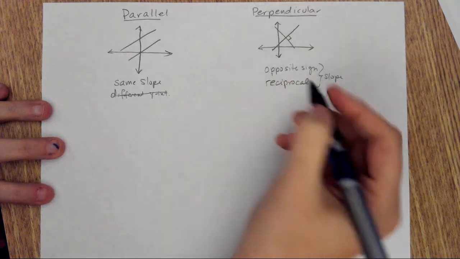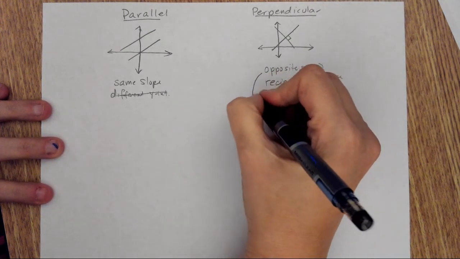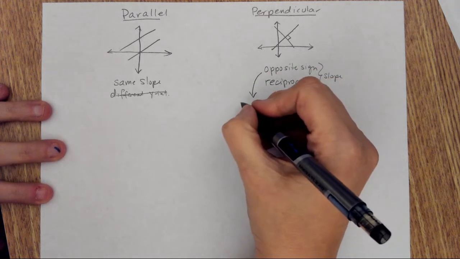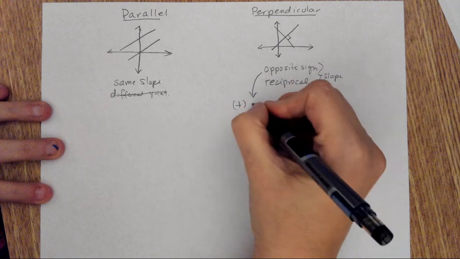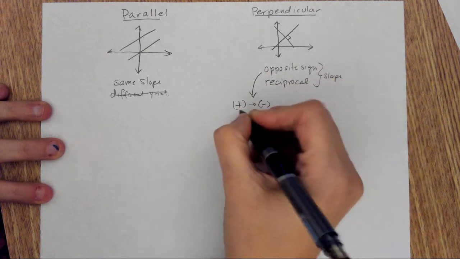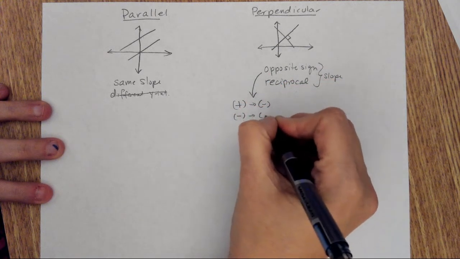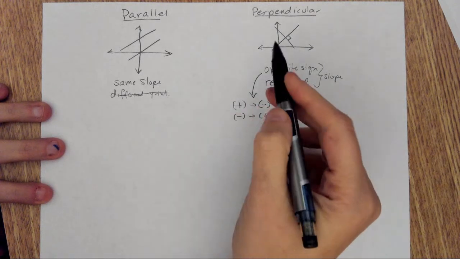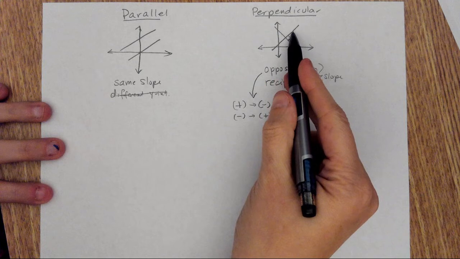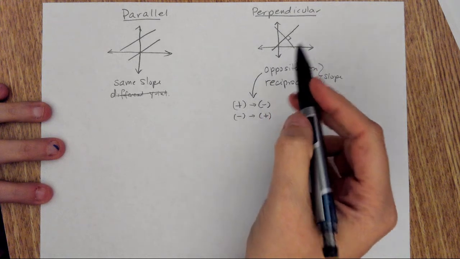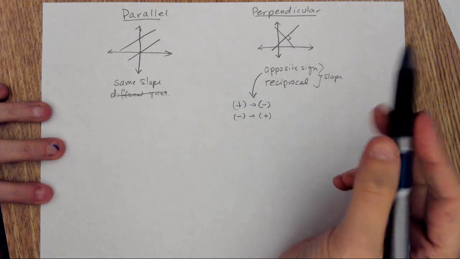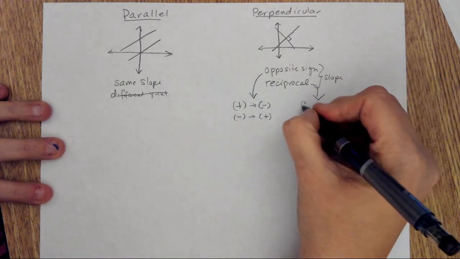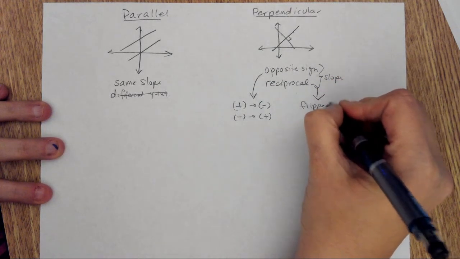So opposite sign: opposite mathematically refers to integers, so we're talking about positives and negatives. The opposite of a positive is a negative, and the opposite of a negative is a positive. So this one has a negative slope, and its opposite has a positive slope. It's perpendicular, buddy. And when I look at reciprocal, I'm looking at a flipped fraction.